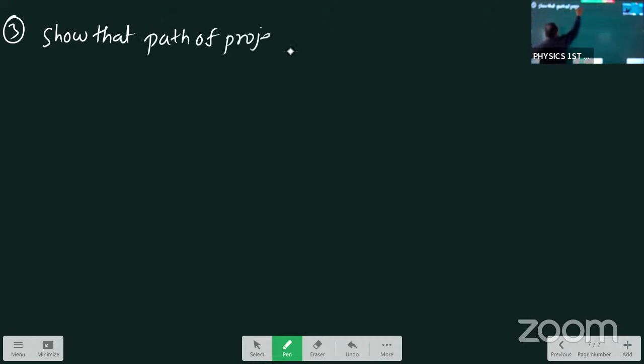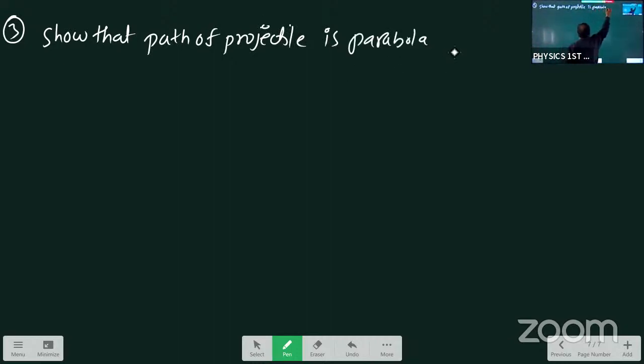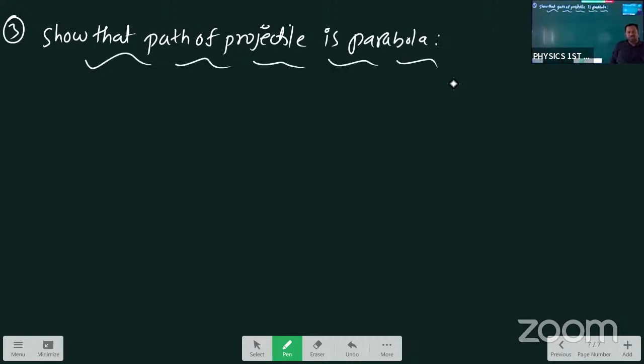Now see next. Show that the path of a projectile is a parabola. This is the last question for this day. This question over means three-star FAQs are over. 3-star questions, 3. This is the third question.